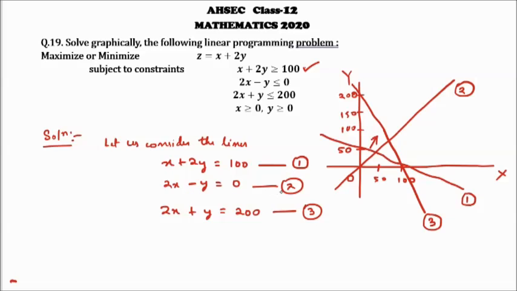Next, from number 2, my inequality is 2x minus y less than or equal to 0. That means this is nothing but the second inequality. I can say this is nothing but y is greater or equal to 2x. So if you look properly, the solution region for this inequality will be this side, the upper side of this line number 2. Again, if I look at the third inequality.